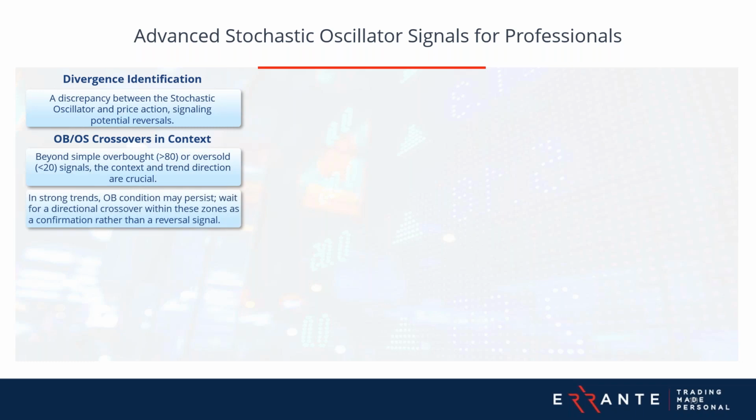It's very important, so it's vital to identify the strength of the trend beforehand, using lagging indicators or trend-following indicators, before you look at the condition of the stochastic in the market.